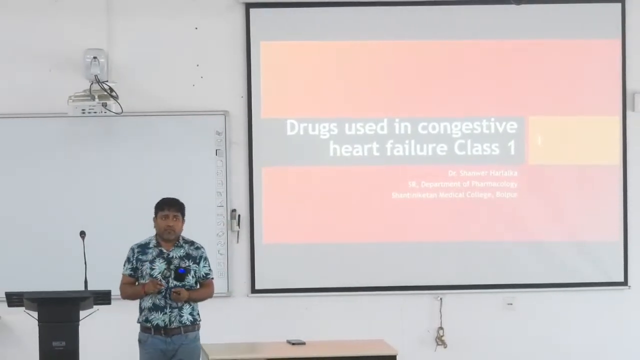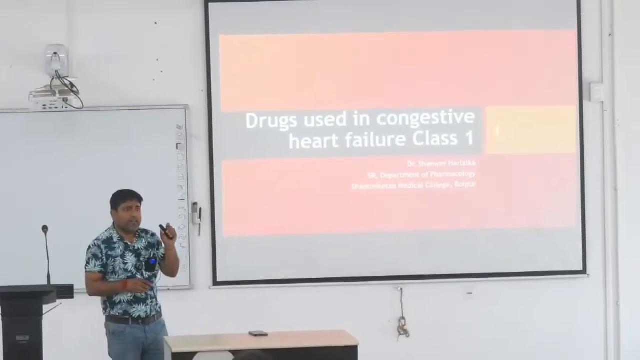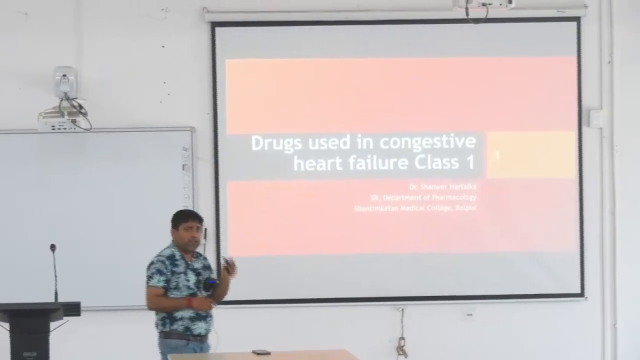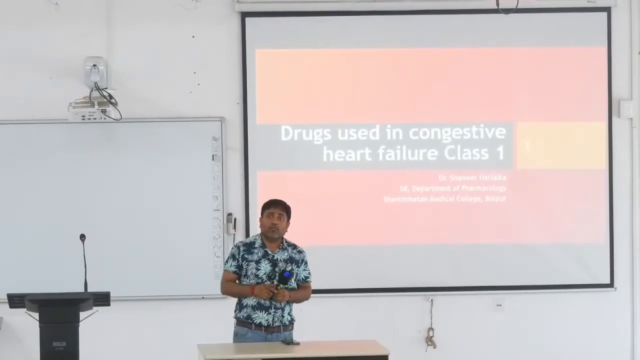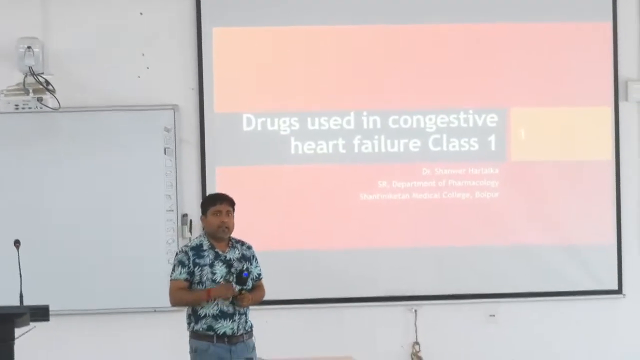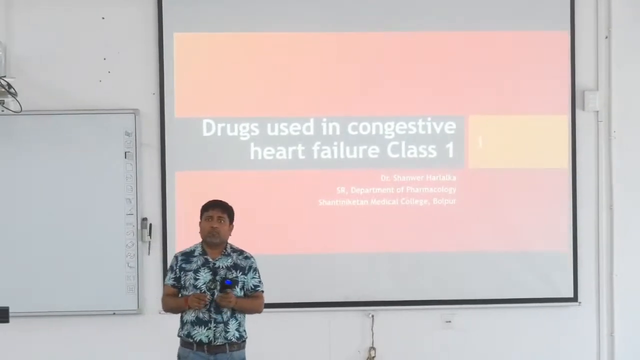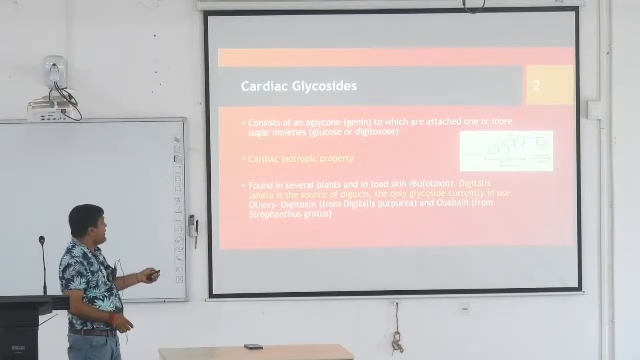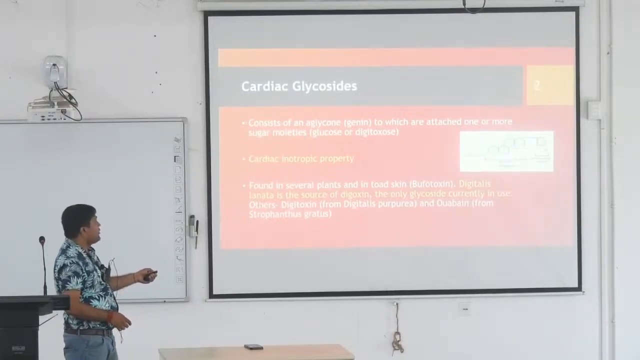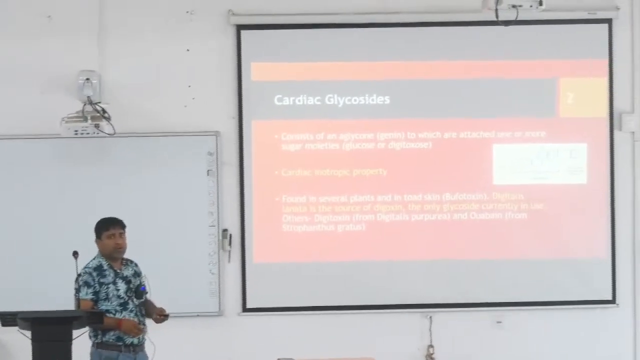The term glycosides basically is a chemical structure containing a non-sugar moiety combined with a sugar moiety by a glycoside linkage. It can be on oxygen or nitrogen or carbon. Basically, a cardiac glycoside consists of an aglycone or genin to which is attached one or more sugar moieties.